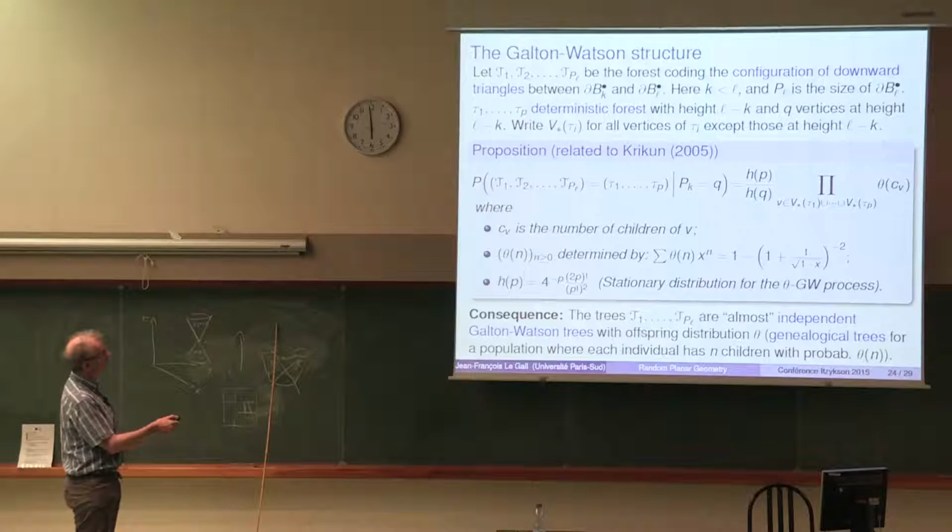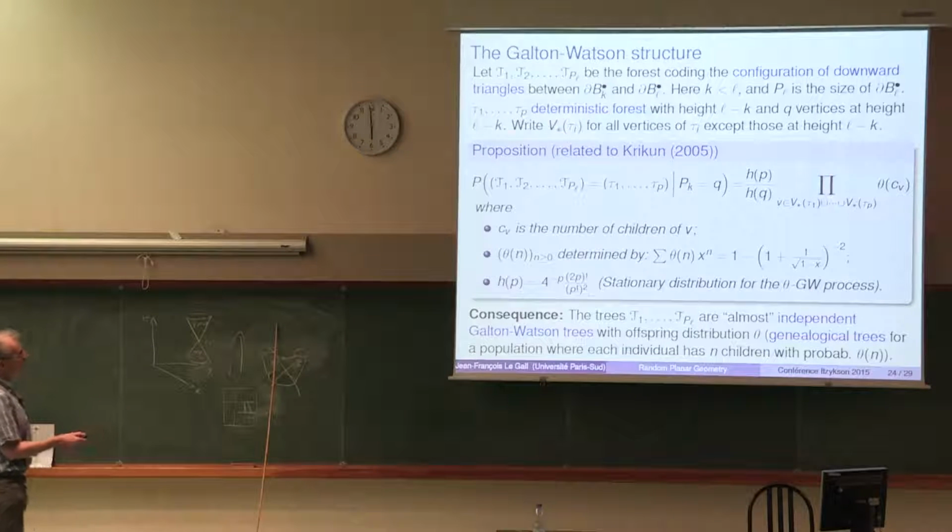coding the configuration of downward triangles, this script T1, script T2, and so on. I told you there are as many trees. The number of trees here is Pn, the perimeter of the boundary of the hull of radius L. Okay? And then I look at the probabilities that this deterministic forest equals a given forest. And there is an explicit formula.